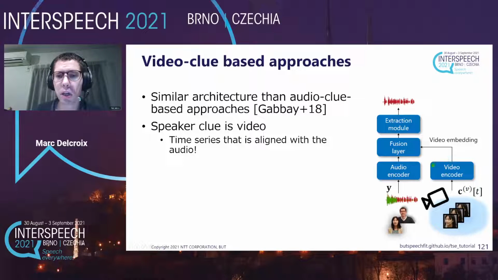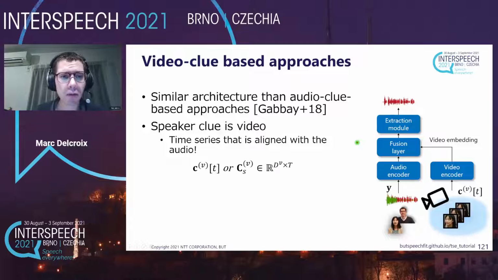So that could be the embedding extraction part of the audio approaches, or the auxiliary network. And the mixture will be processed with an audio encoder, which is simply the lower layers of this extraction neural network. Here we have a fusion layer which combines both the audio stream and the video stream, and this was called the adaptation layer in the audio part. And then on top of that, we have some extraction module, which is simply the upper layers of an extraction network.